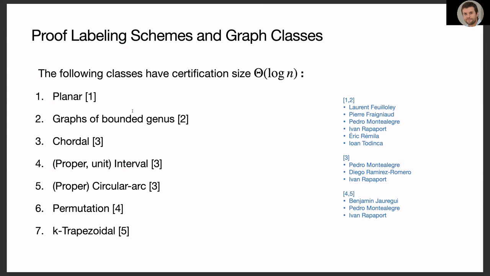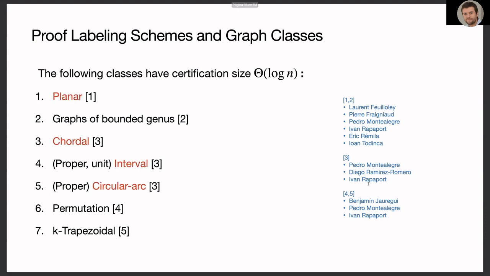One example is planar graphs. Another example is graphs of bounded genus. Another is chordal graphs. These works have been done with Laurent, with Pierre Fraigniaud, Ivan Rapaport, Eric Rémila, and Jonathan Todinca. Regarding chordal graphs, interval graphs, and circular-arc graphs, I will explain this later. This class is a work that I have done with a master's student, Diego Ramírez, and Ivan Rapaport. And very recently, I have worked also with permutation graphs, trapezoid graphs, and other families related to this.